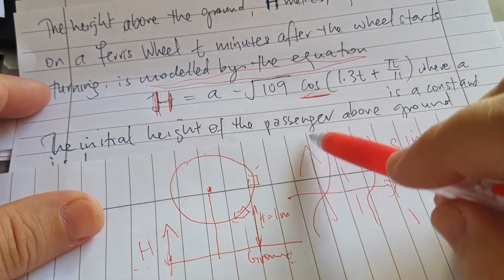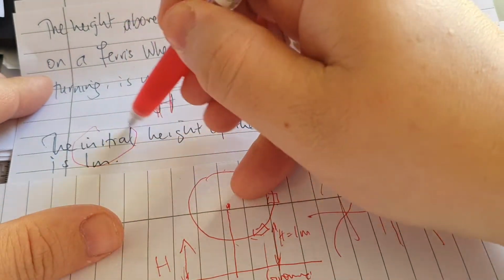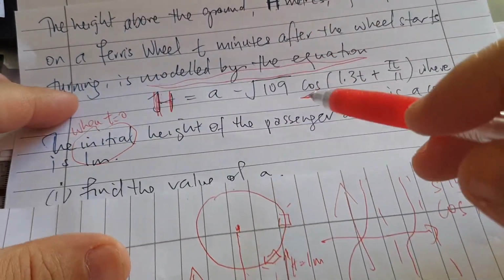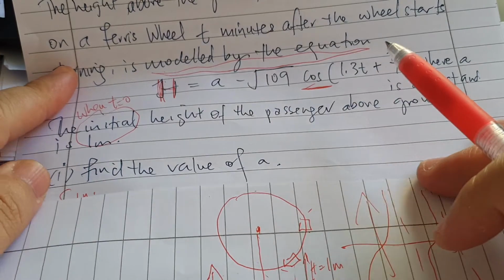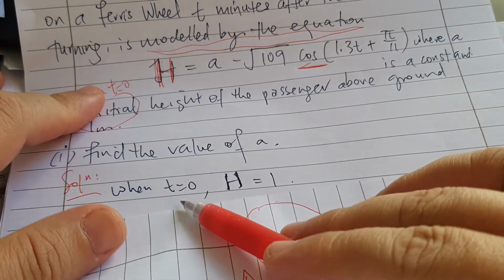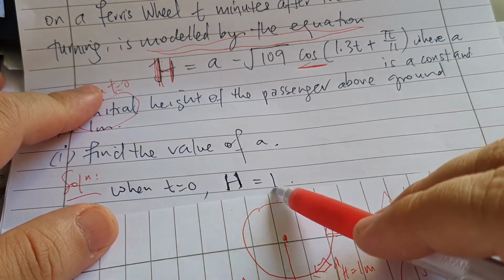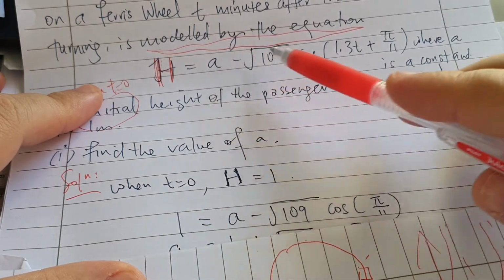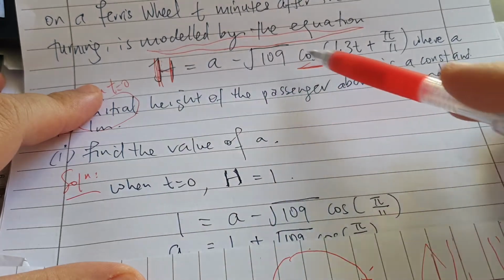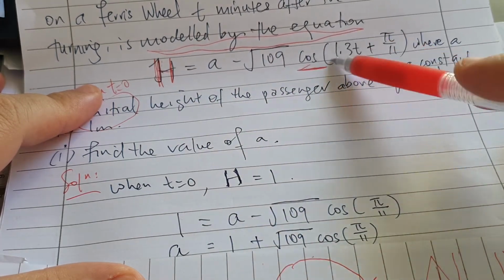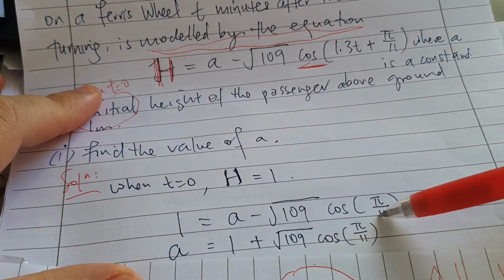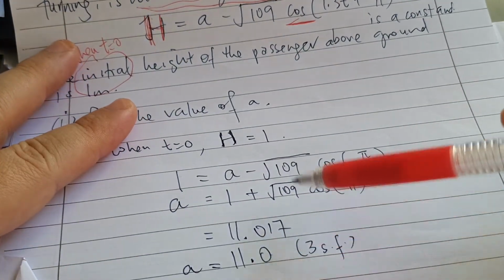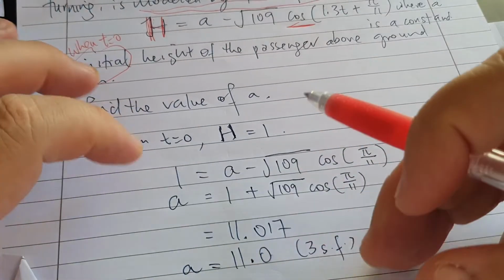Initially means what? Initial means when you first start timing. So t equals 0, right? When t equals 0, you sub t equals 0, h equals 1 into this equation. Then you can get your A already. Just like that only. Okay. So this is the first part.